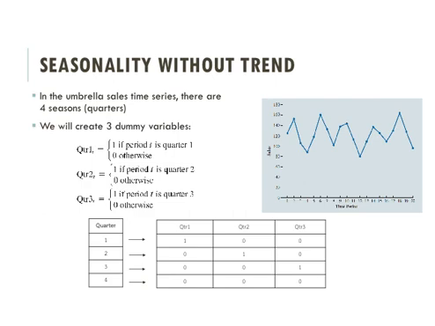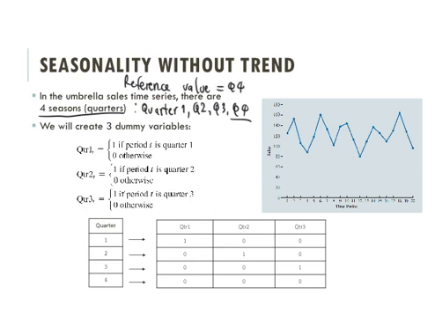If you remember the concept of dummy variable, we first have to pick the reference value, right? So here we have 4 seasons: quarter 1, quarter 2, quarter 3, and quarter 4. Let's pick the reference value to be quarter 4. When we pick quarter 4 as the reference value, it means there will be no dummy variable that represents that value. So we have 3 dummy variables. We name them QTR1, QTR2, and QTR3. QTR1 represents quarter 1, so QTR1 equals 1 if the time period is in quarter 1. It will be 0 otherwise.